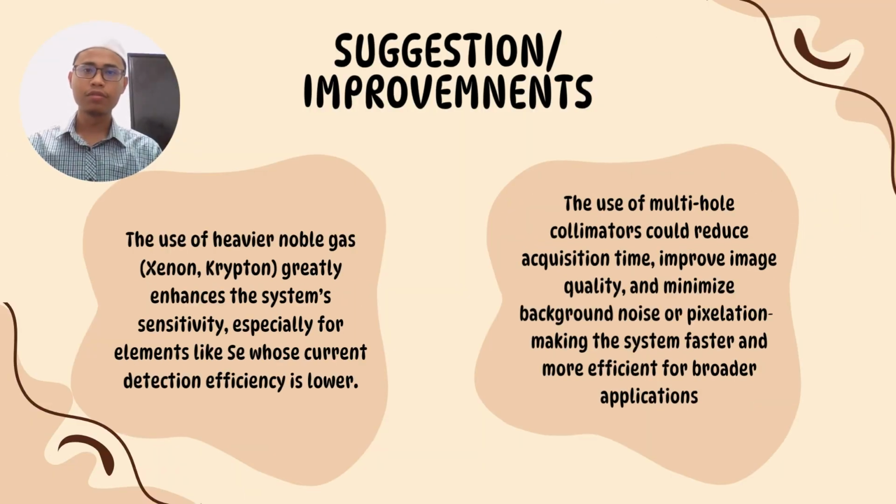And now we move on to suggestions and improvements that can be made. One of them is using heavier noble gases such as xenon and krypton, which greatly enhances the system's sensitivity, especially for elements like Xe, whose current detection efficiency is quite low. Other than that, the use of multi-hole collimators could reduce acquisition time, improve image quality, and minimize background noise or pixelation, making the system faster and more efficient for broader application.